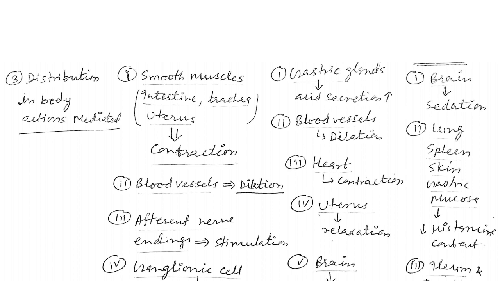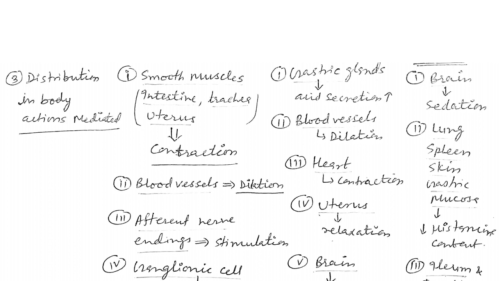So at all these places these receptors are present, because in the intestine, trachea and uterus there are smooth muscles, and the smooth muscles are responsible for contraction and relaxation and exert their action. That's why histamine is mainly responsible for the contraction of these organs.